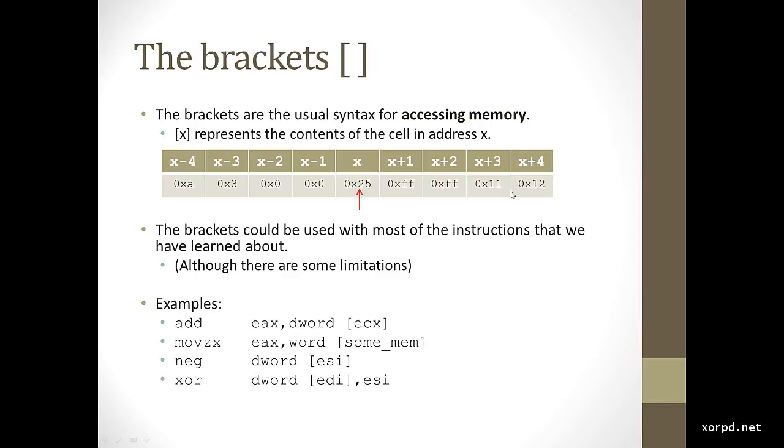This is the map of the memory, this table. The upper row represents addresses and the lower row represents the contents of the cell that corresponds to the address. Then for example here, the cell at address X contains the byte 25 in base 16.